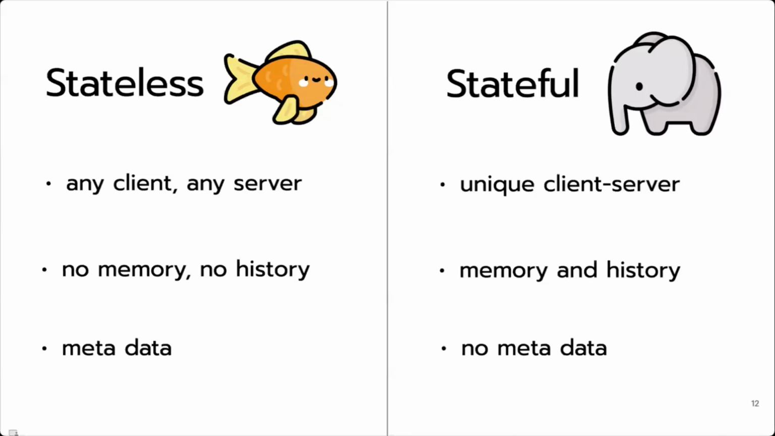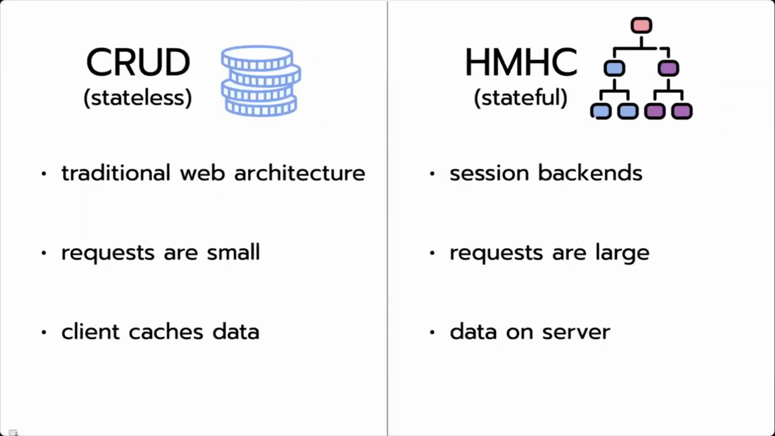In stateless design, we send metadata to give context to each request. Metadata is used by the system to identify the client so that it can update the correct account balance. In stateful design, context is already present, so there's no need to send metadata. CRUD apps, like our banking app, are built around stateless design. This is the traditional architecture for web applications.